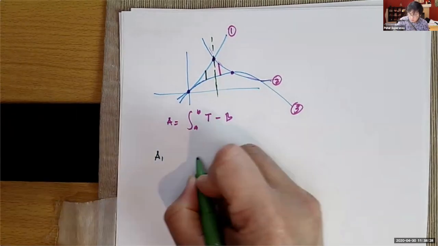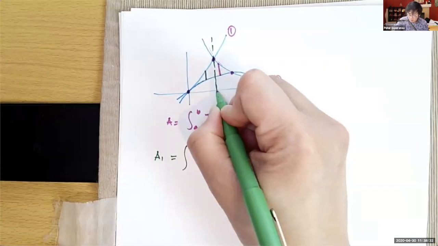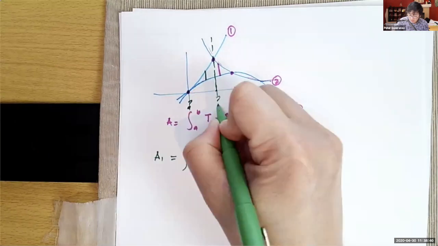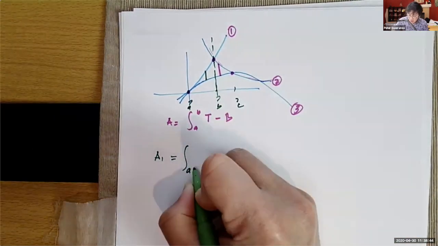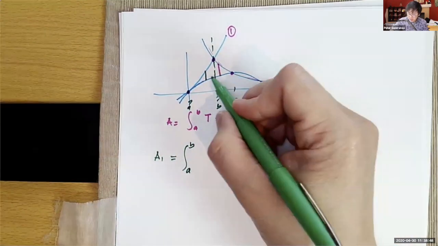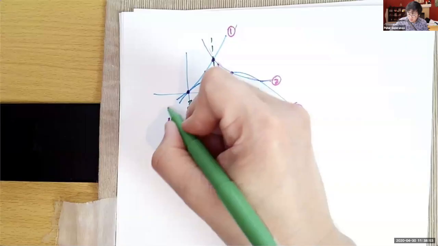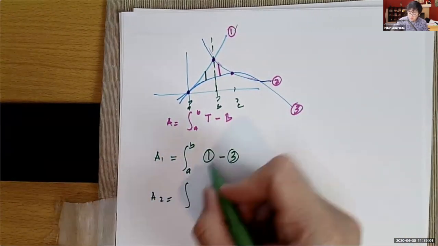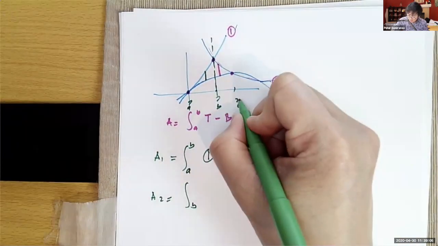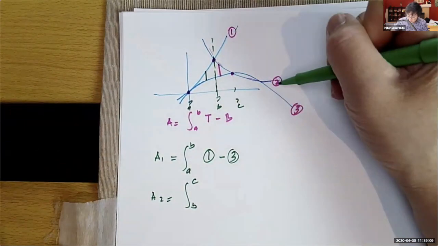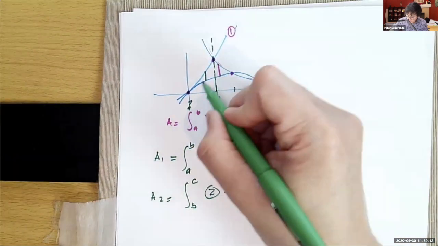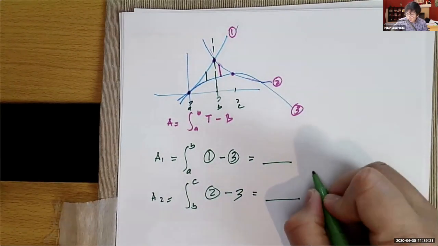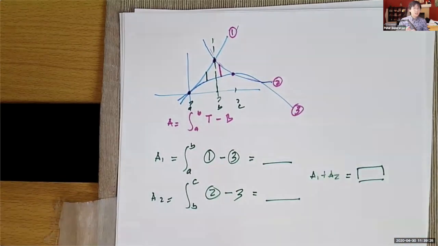So you have area 1, which is equal to the integral from this point up until this point. We don't know those yet, right? So let's say A, B, and C. From A up until B, your function is going to be top 1 minus bottom 3. And area 2 is going to be from B all the way to C, of top 2 minus bottom 3. You find its area, you find its area, you add them together, A1 plus A2 equals the right answer. Do you see my game plan?